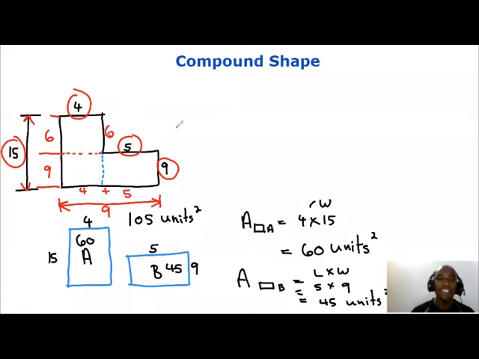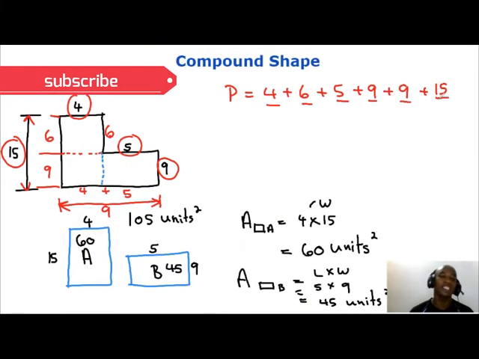So do we have all 6 sides now? Yes. So let's examine what's the perimeter. So for the perimeter, I'm starting from this side here and I'm adding the distance around the shape. So we have 4 plus 6 plus 5 plus 9 plus 9 again plus 15. Do I have 6 sides here? 1, 2, 3, 4, 5, 6. Yes, I do. So if I simply add all these sides, I will get my perimeter.